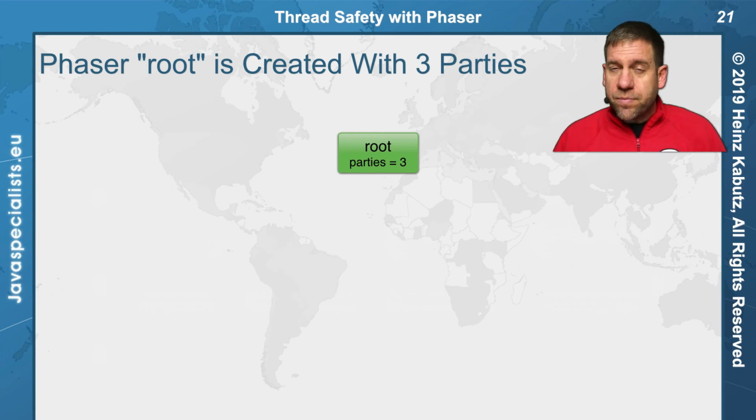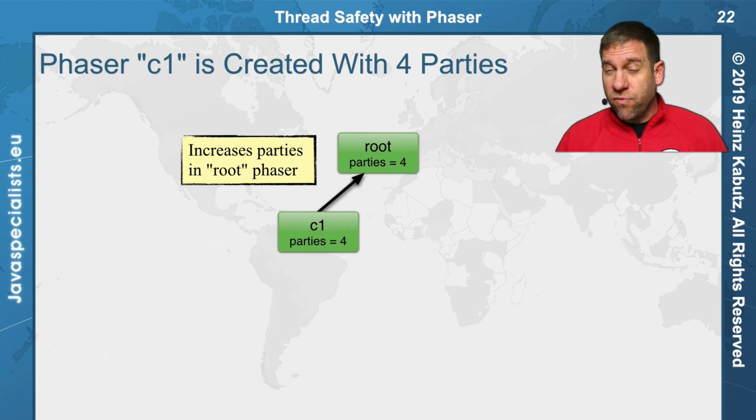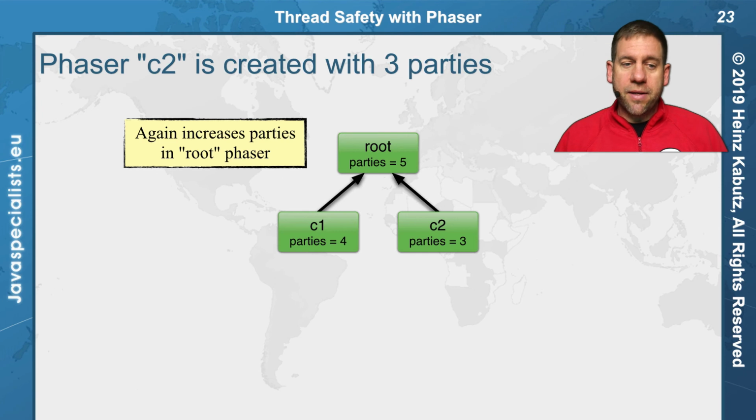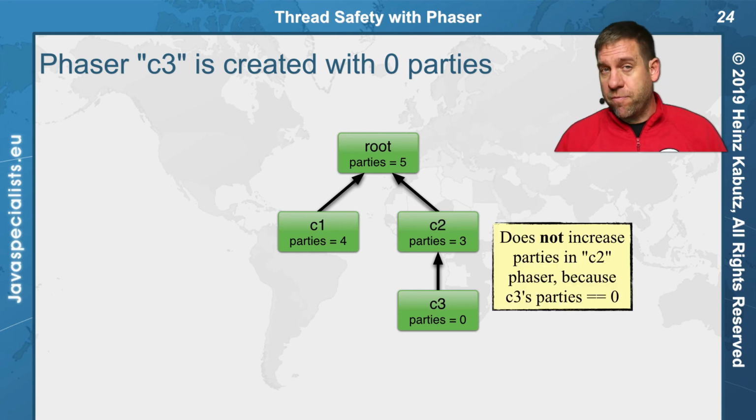Here it is again. Root parties equals 3. I add C1 with 4 parties, and this increases the number of parties to 4 inside the root. If I then have C2 added as well, this has parties equals 3, and again this increases the number of parties inside my root phaser. And then I've got C3 with parties 0. This does not increase the number of parties because the parties in C3 are equal to 0.